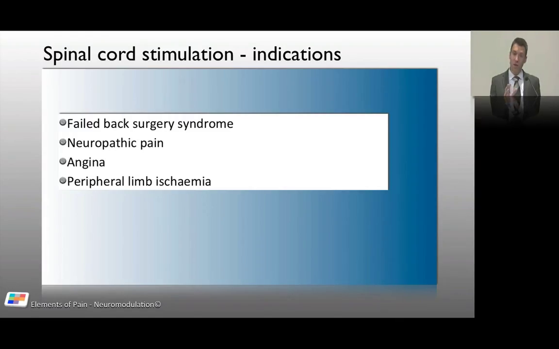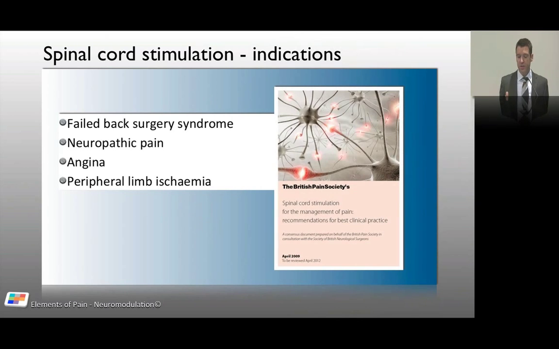Although, of course, complex regional pain syndrome may not per se be called a neuropathic pain condition, and it may not fit under that umbrella of neuropathic pain. But that's for another discussion. Angina, so refractory angina, is an indication for spinal cord stimulation, and peripheral limb ischemia, so critical ischemia and peripheral ischemia. Classic four.